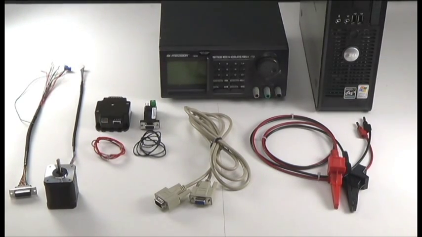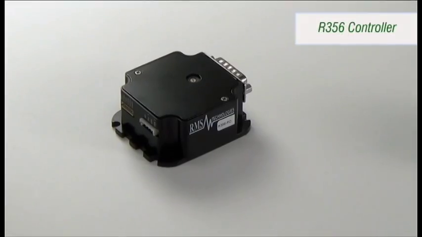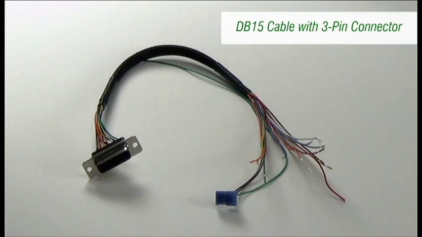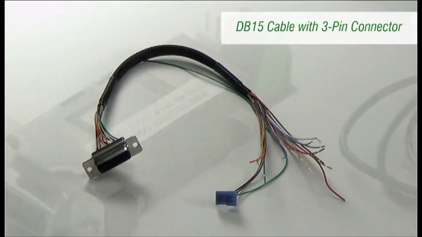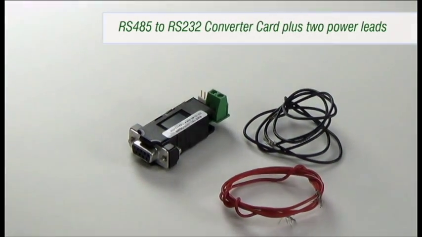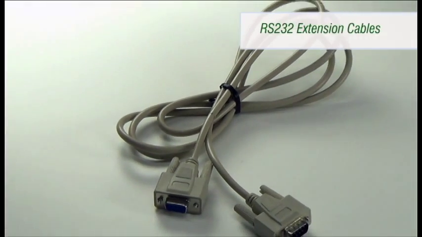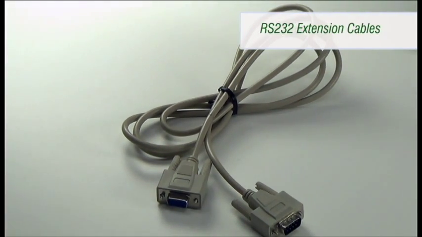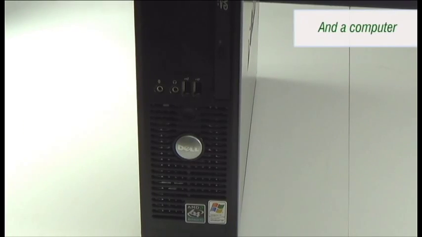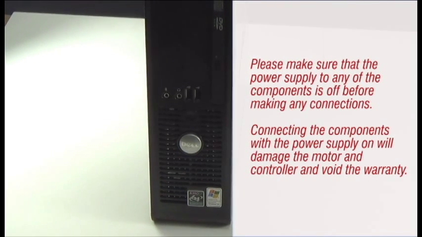To set up your R356, you will need a step motor, your R356 controller, a DB15 cable with 3-pin connector, an RS485 to RS232 converter card plus 2 power leads, an RS232 extension cable, a power supply, and a computer.